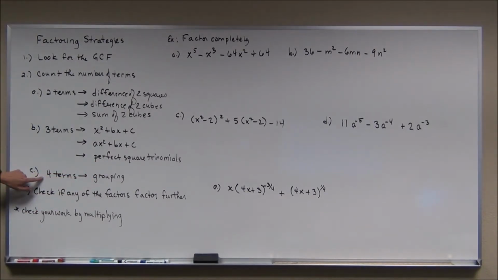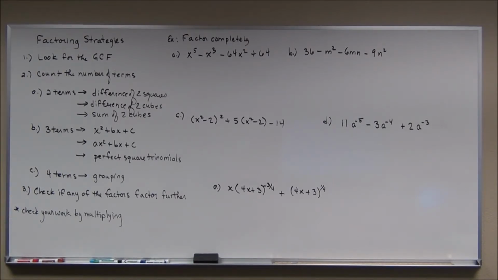If it has 4 terms, we're pretty much doing grouping. And as I mentioned with grouping, 90% of the time you group the first 2 and the last 2, although I have an example that's a little different that's coming up. Now, after you've factored using any of these methods, check to see if any of the factors factor even further.